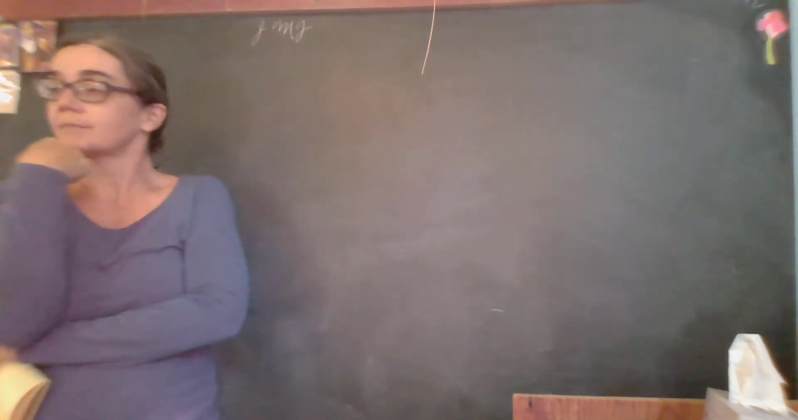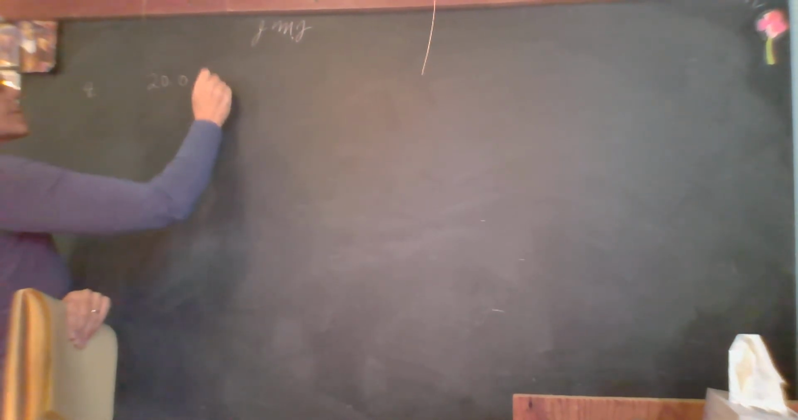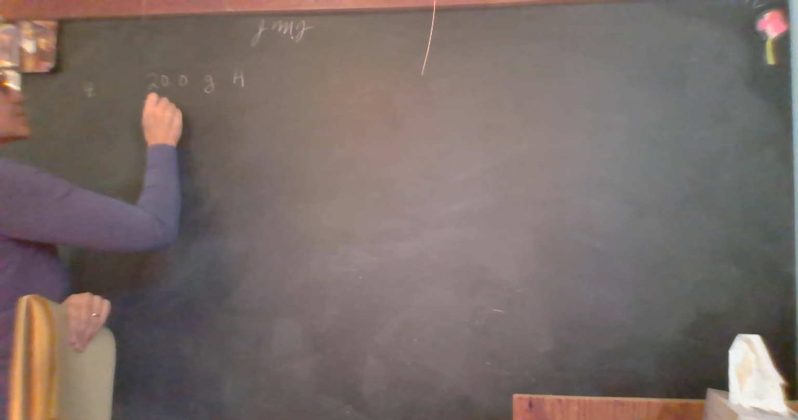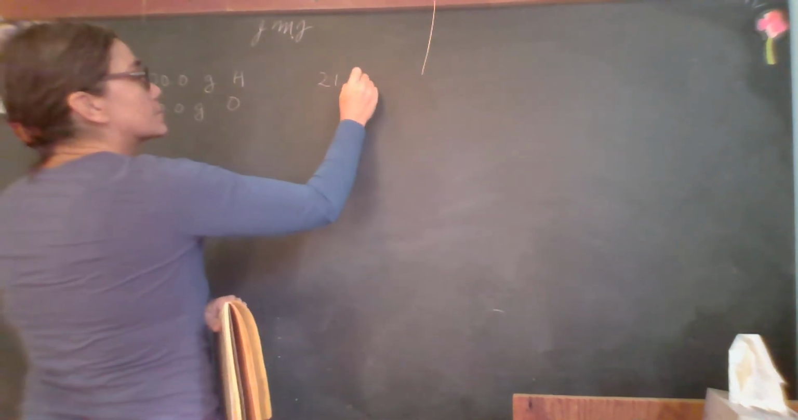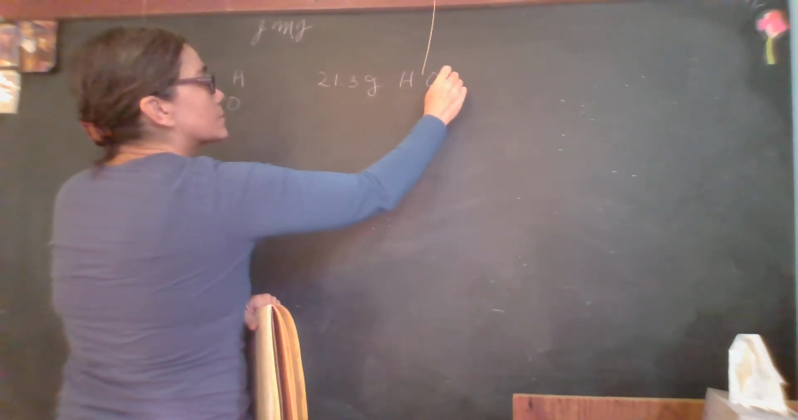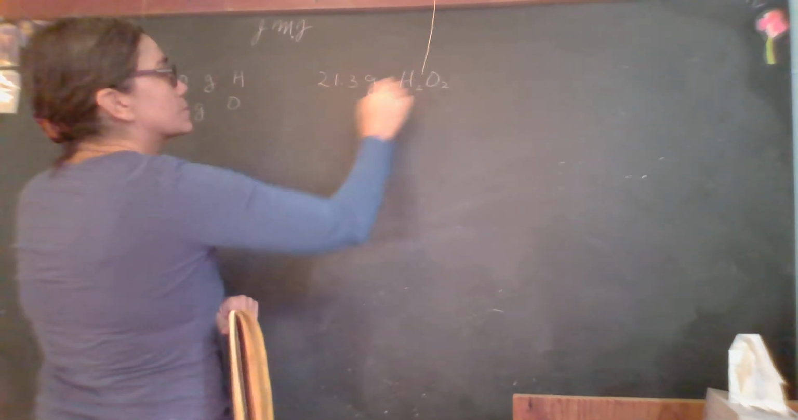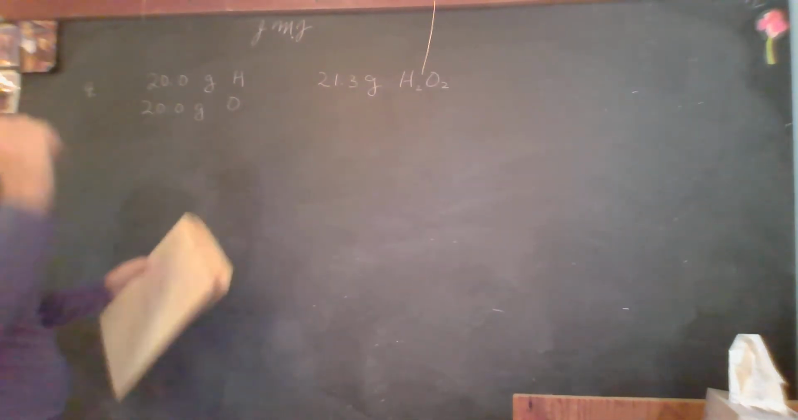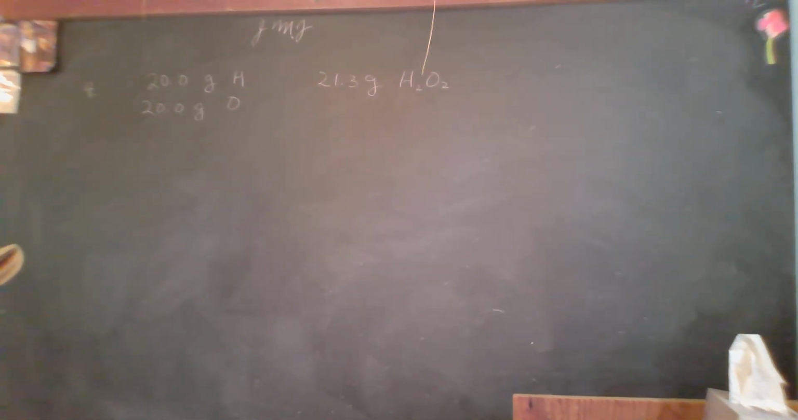Please read it. In an experiment to make hydrogen peroxide, a chemist mixes 20.0 grams of hydrogen with 20.0 grams of oxygen. She finds that 21.3 grams of hydrogen peroxide are produced. In addition, there is a lot of hydrogen left over at the end of the experiment. How many grams of hydrogen should have been added to the 20.0 grams of oxygen so that there would be no leftovers at the end of the experiment?